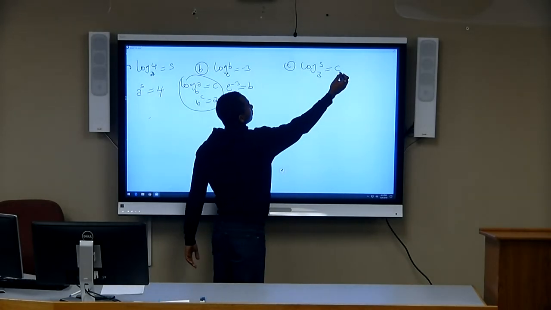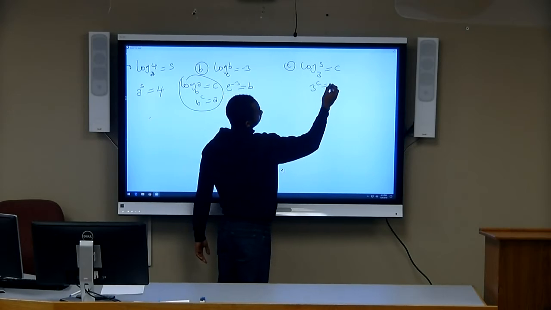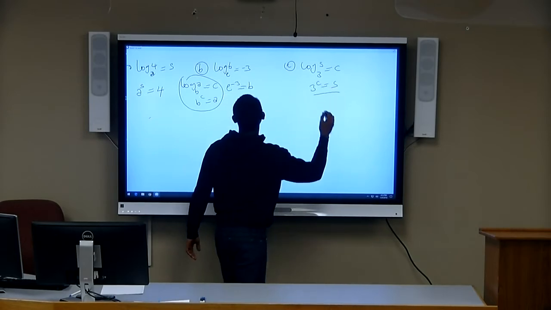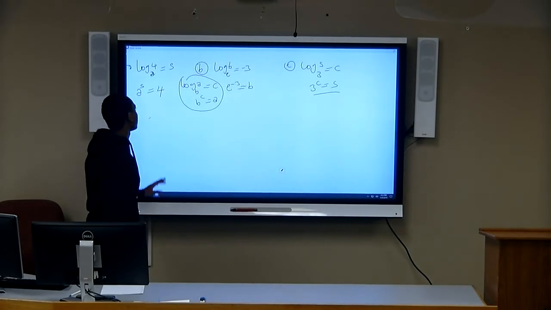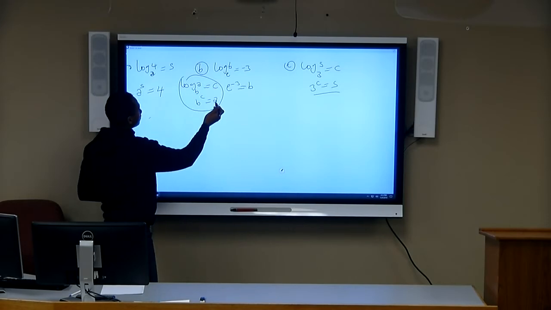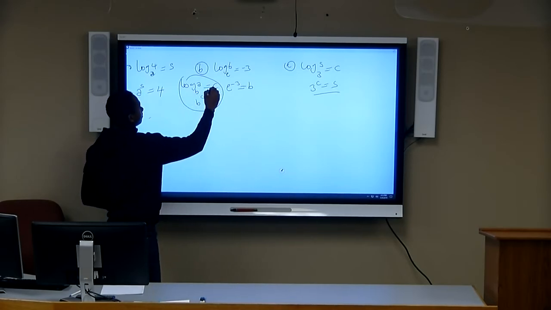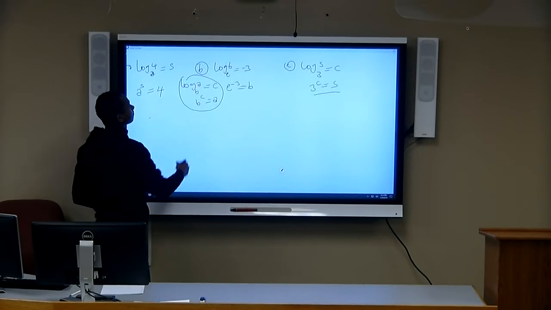This one is going to be exactly the same thing too. 3 to the c is equal to 5. So that's how to do this thing. A to the 5 is equal to 4. Just follow this rule. B to the C is equal to A. A can be any number except negative numbers. C can be any number. B can be any number. So you just go b to the c is equal to 8.